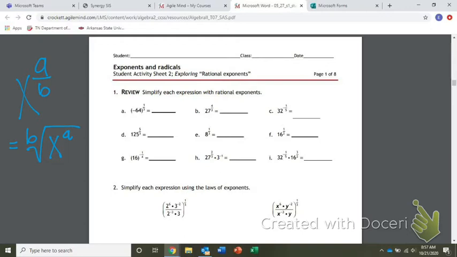However, later this afternoon, I will be uploading a document to Teams, and I will also email it out as well. The answers, so you can check yourself, and I will also work out the problems and show you the work behind it. Okay? So, on number 1, this is rational exponents.